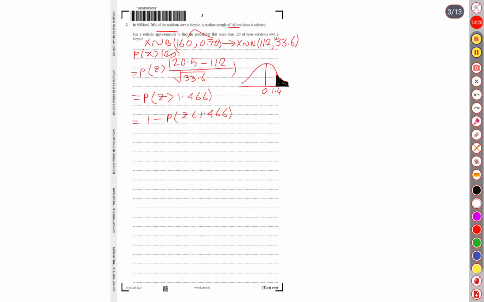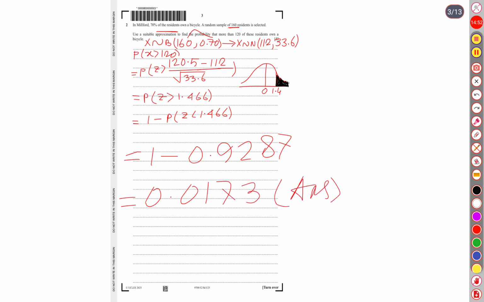Let's go back to our page. That is equal to 1 minus 0.9287. So finally our approximated value is going to be 0.0173. That's all about this solution, and I think you got my points.